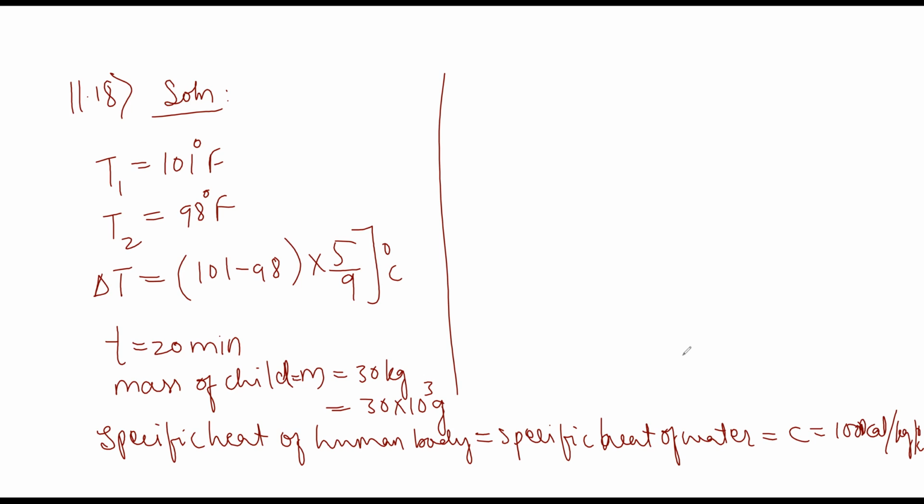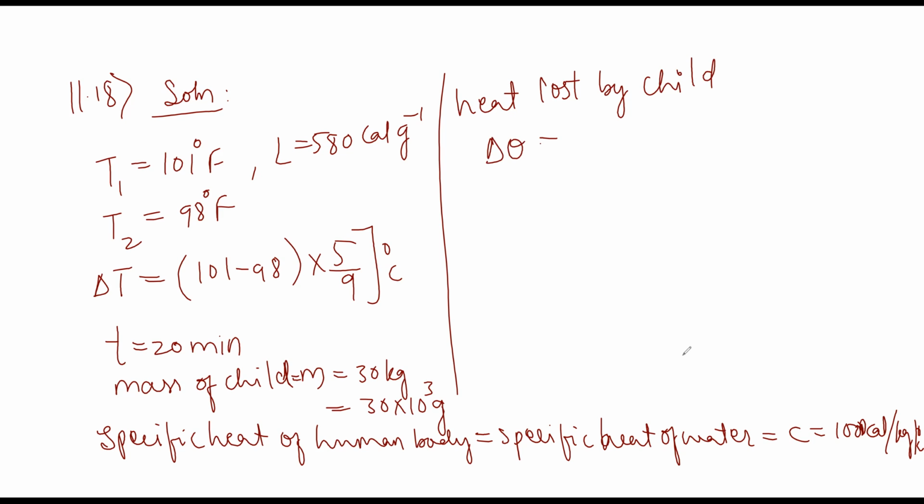So by using this given data, the latent heat of vaporization of water value is given. L is equal to 580 calorie per gram. So what should we calculate? Heat lost by the child is given by delta theta is equal to M into specific heat into change in temperature.